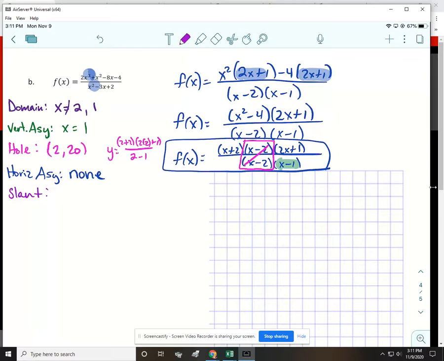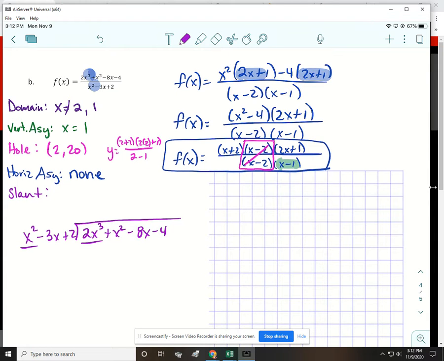If there's a slant, that means the numerator degree is exactly 1 more than the denominator, and that is exactly what we have here. So we're going to have to take that numerator and divide it by the denominator. And with a function like that in the denominator, you do have to do long division.